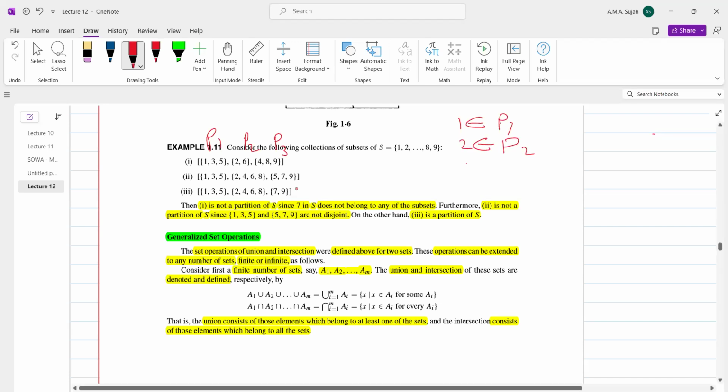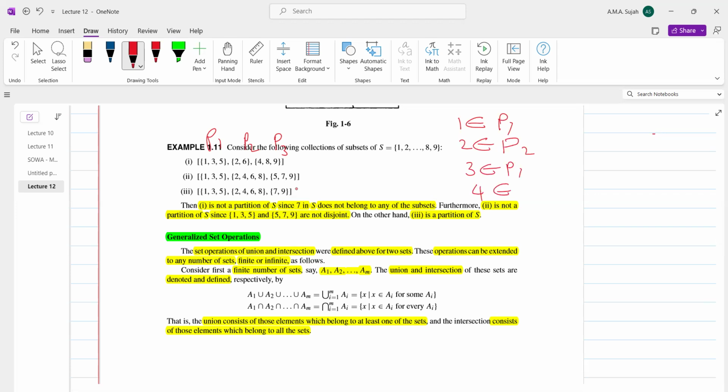P2, partition 2. 3 is an element of partition 1, right? 4 is an element of partition 3, right? 5 is an element of partition 1, right? 6 is an element of partition 2. How about 7? 7 is an element of which partition? There is nothing, right? So 7 is not assigned to any partition. So we cannot say this is a proper partition, right? If you properly partition the set S, all the elements belong to at least one of the partitions, right? But here 7 is not assigned to any partition. So because of that, we can say this is not properly partitioned, right?